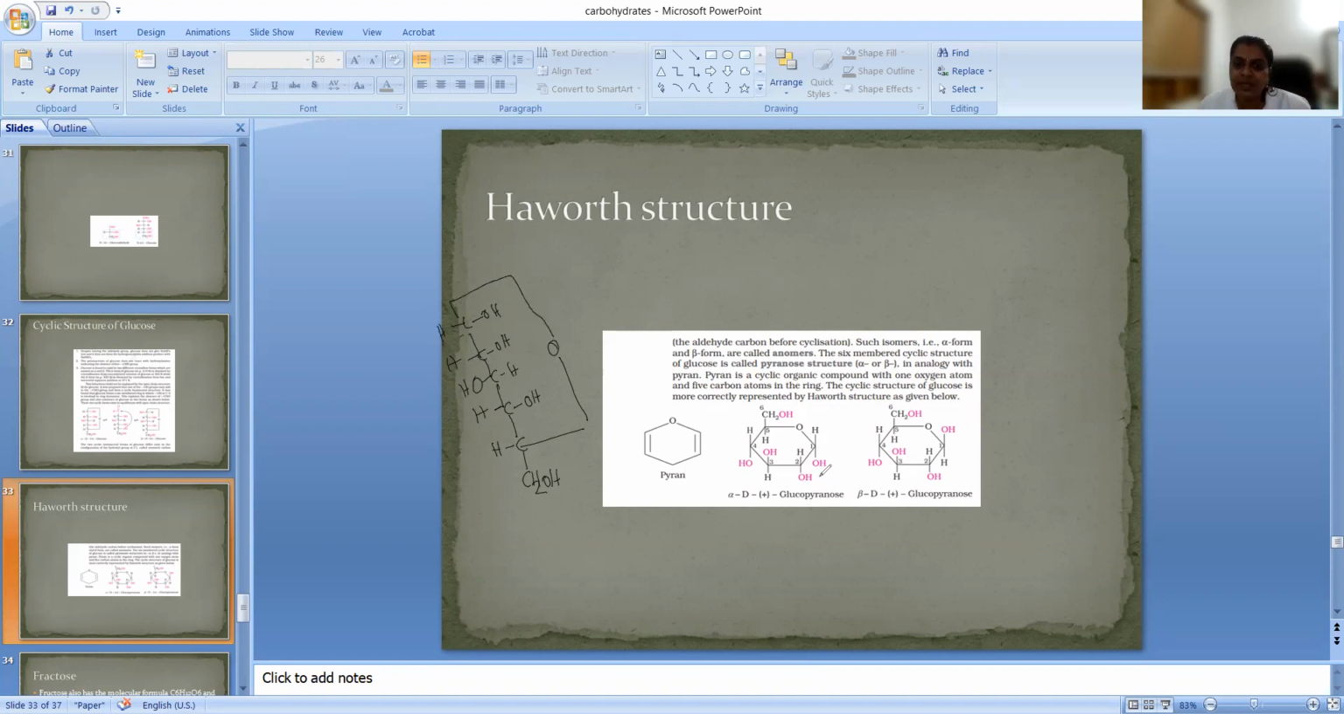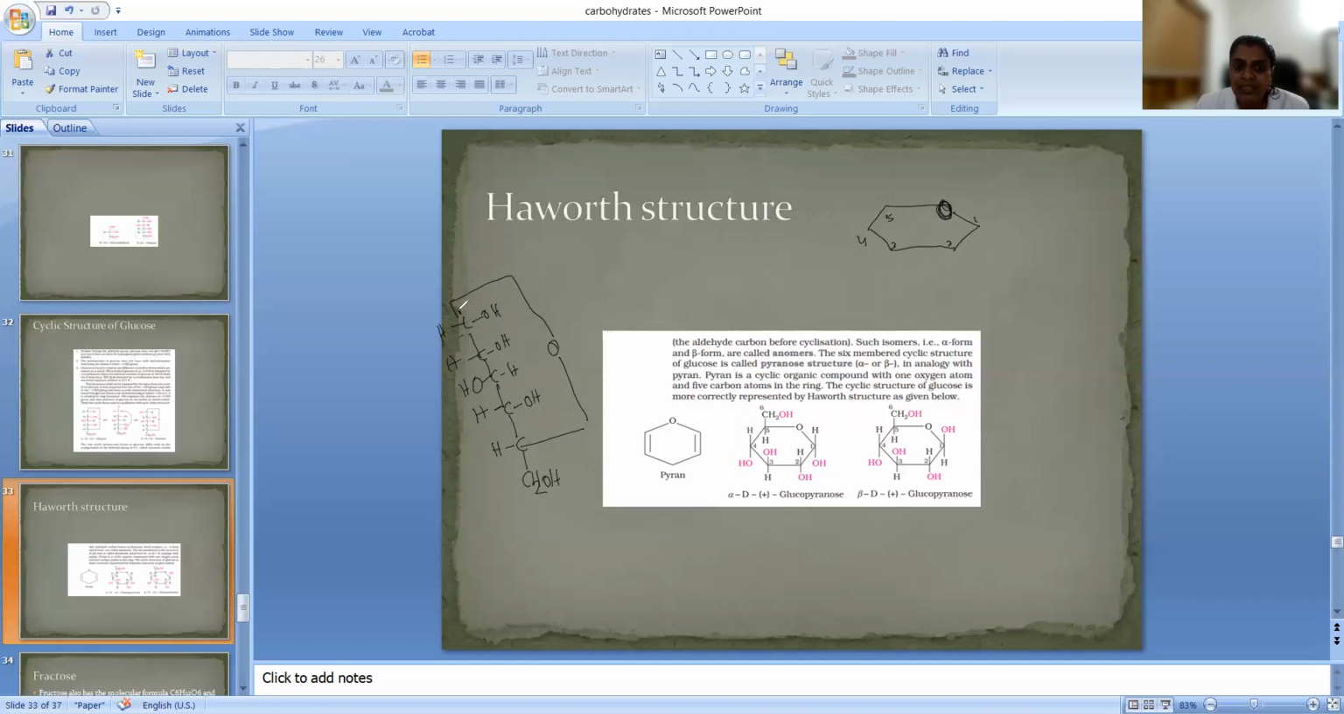So how will we represent this structure in this form? First you have to draw the oxygen atom like this. This is a 6-membered ring, and here we are putting the oxygen atom. And we will start from here: 1, 2, 3, 4, 5. Up to the 5th carbon, we will be writing it like this. Which is your first carbon? This is your first carbon.